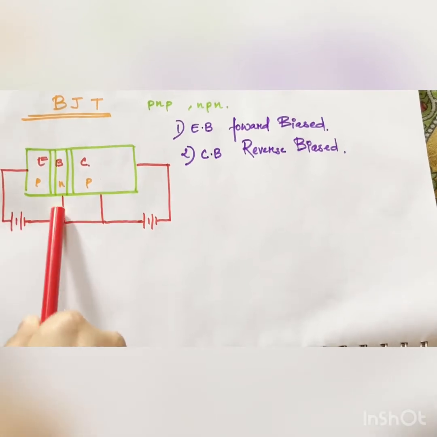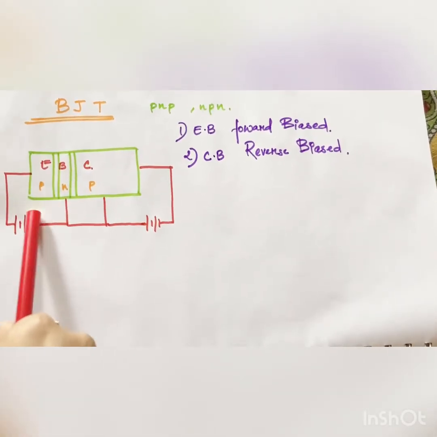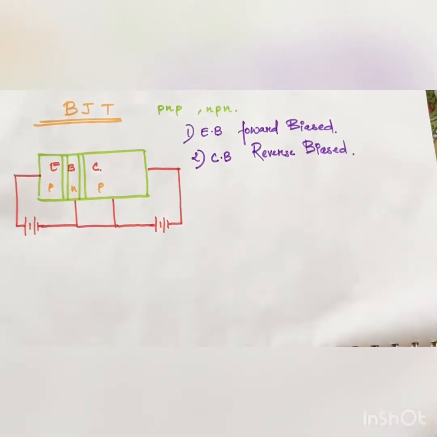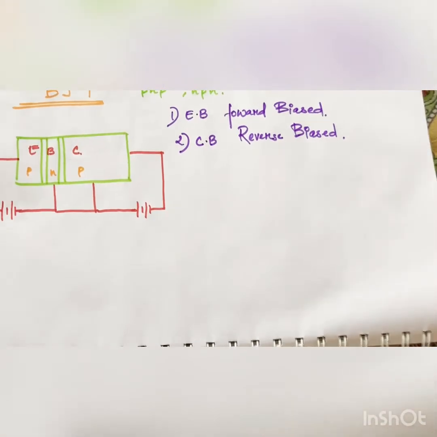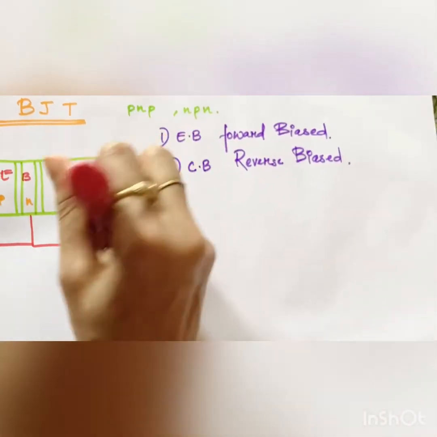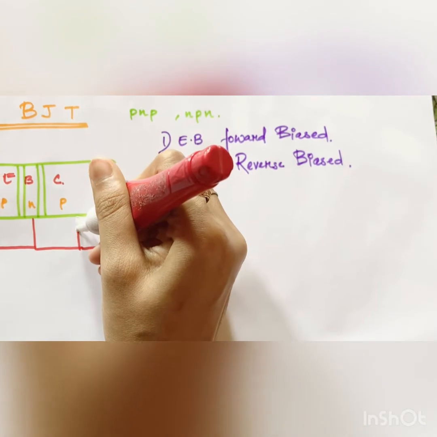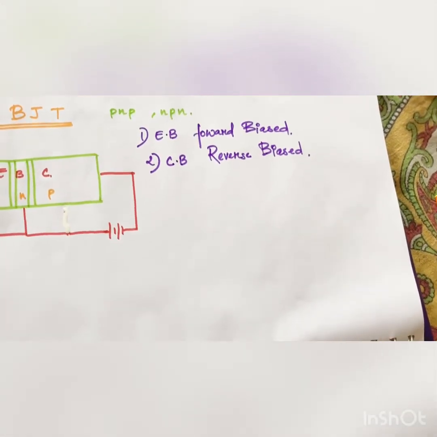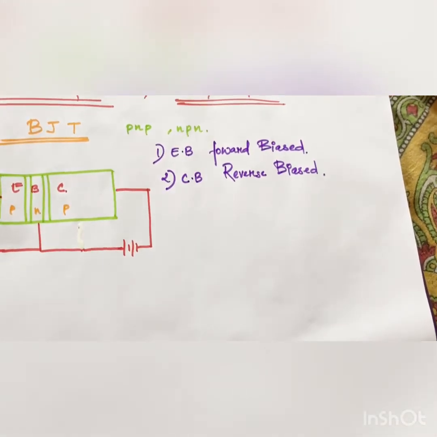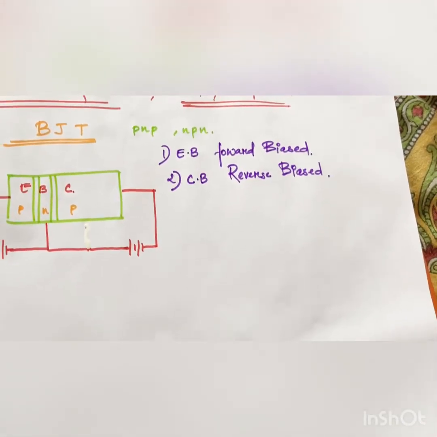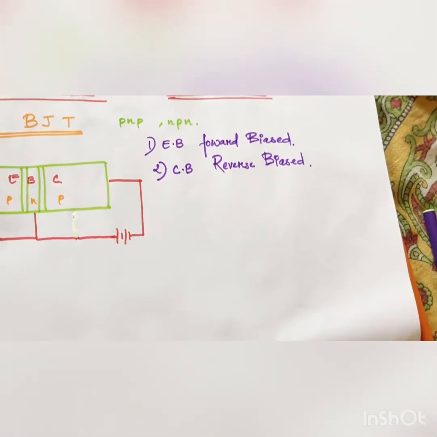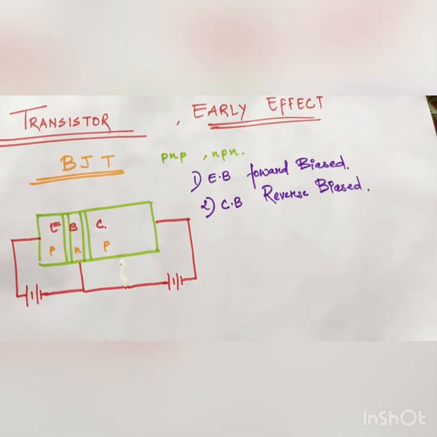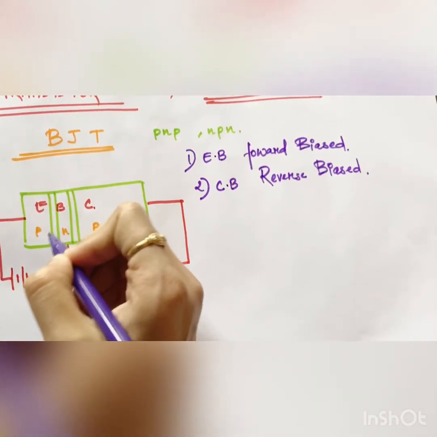This circuit will act like a PN junction diode, so it will be in forward bias, and this collector base junction is reverse biased and the emitter base junction is forward biased. Here this is P type, this is N type.